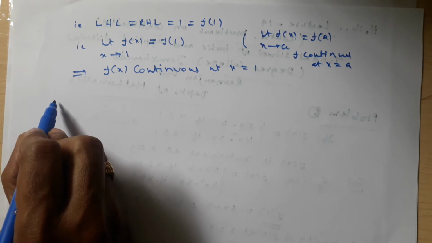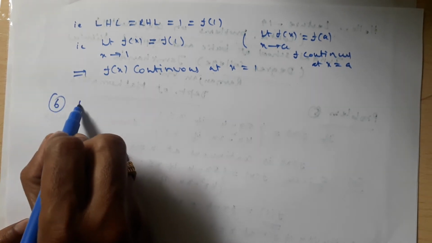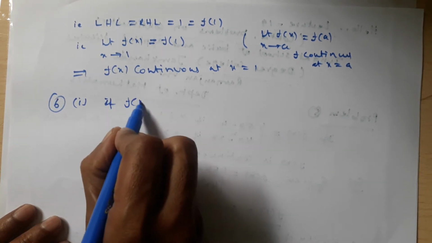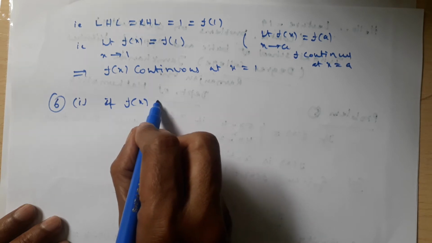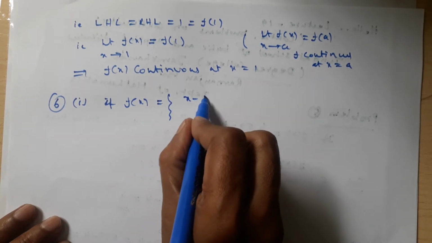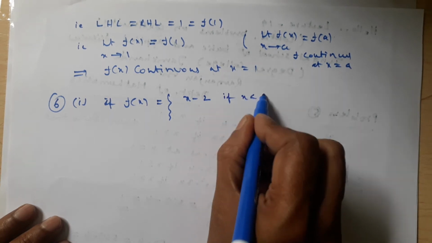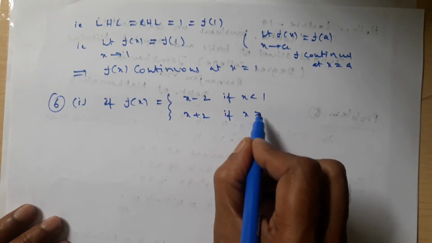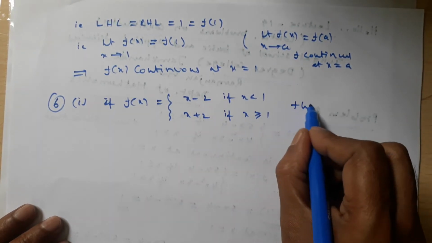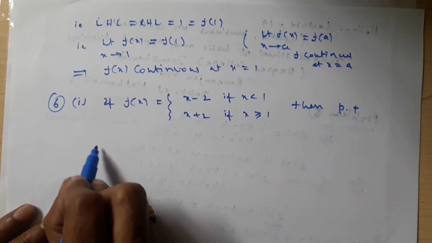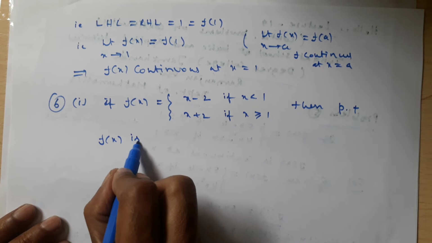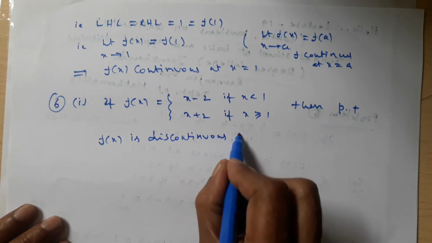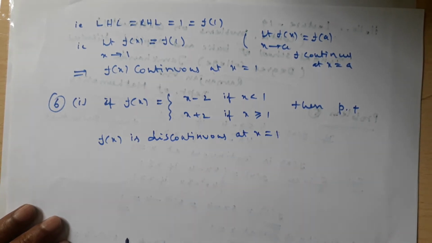Sixth problem. In the first problem, if f of x is equal to x minus 2 if x is less than 1, and x plus 2 if x is greater than or equal to 1, then prove that f of x is discontinuous at x equals 1.